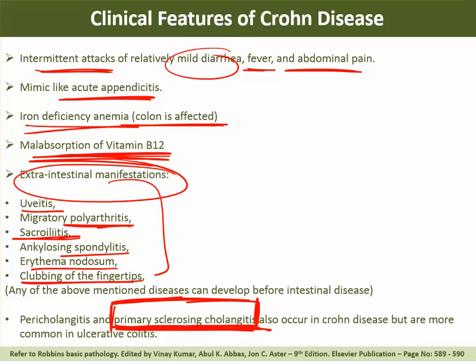For example, if the person is having ulcerative colitis, and after a period of time he develops jaundice, mostly of obstructive type, you should immediately think that the person is having primary sclerosing cholangitis. This is why it is very important. If the person has ulcerative colitis and develops primary sclerosing cholangitis, then he has a high chance of becoming adenocarcinoma of the colon. So that's why it is very important clinically.